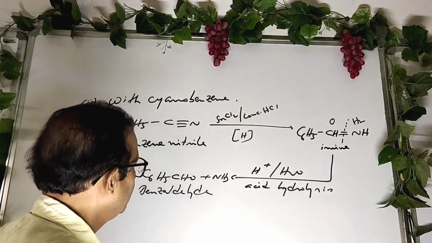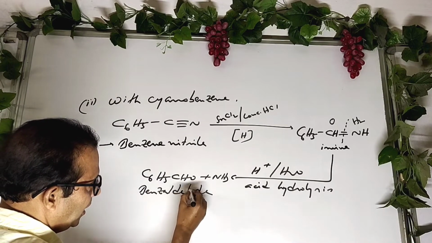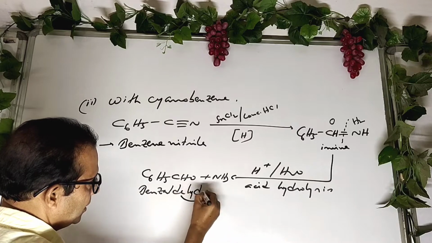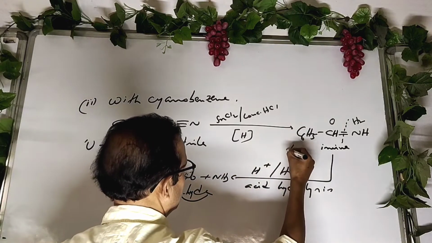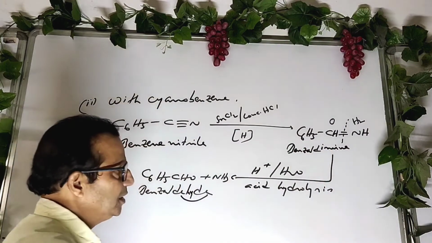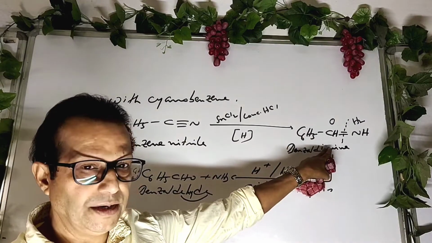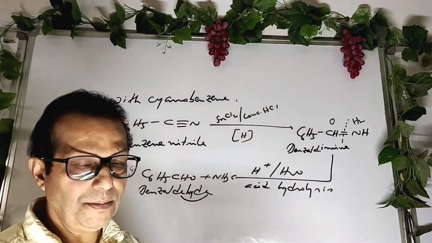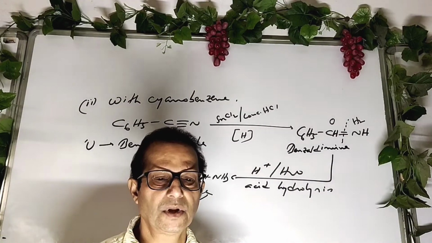That's why it's called benzaldimine. Just remove the ALDEHYDE ending and add imine: benzaldimine. Remember it, imines are the derivatives of aldehydes.